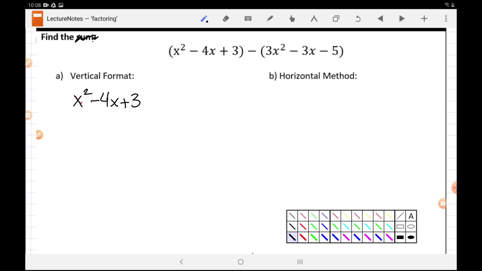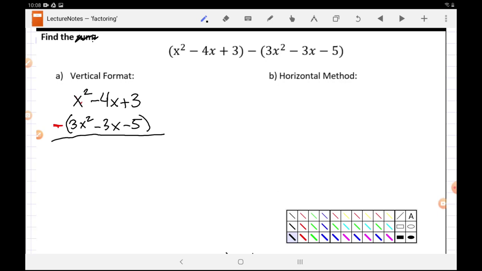And now we're going to subtract. So I'm going to make that red so I remember I'm subtracting now. That's where my problems are going to come in, because of that subtraction sign. And I'm going to write all of these out again. So I'm going to go with 3x squared subtract 3x subtract 5. Okay, perfect.